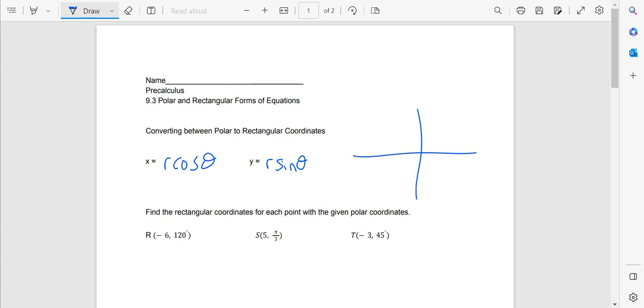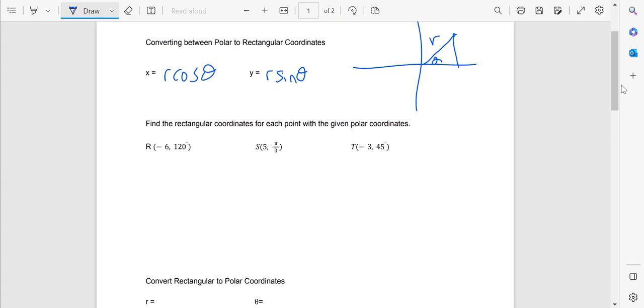Well, if I had this line right here, where we label that r, cosine theta would be what? The x value over r, right? And if you multiply both sides by r, you'll get r cosine theta equals x. Same sort of with y and your sine value. So let's do a couple examples here.